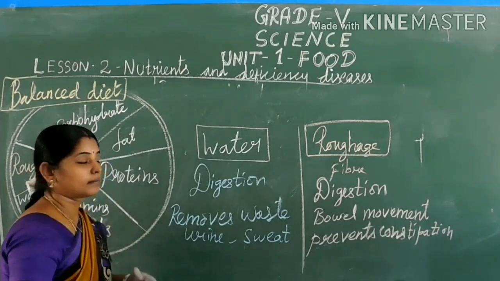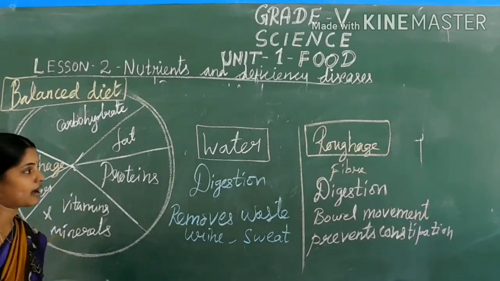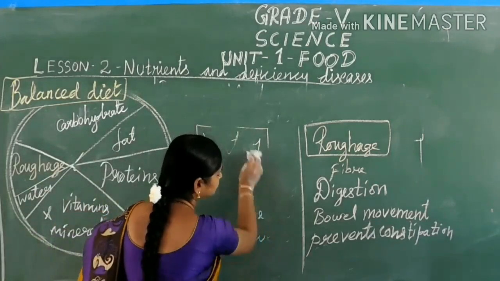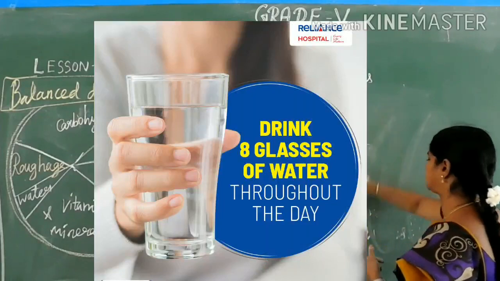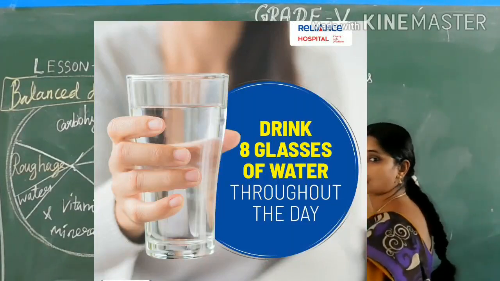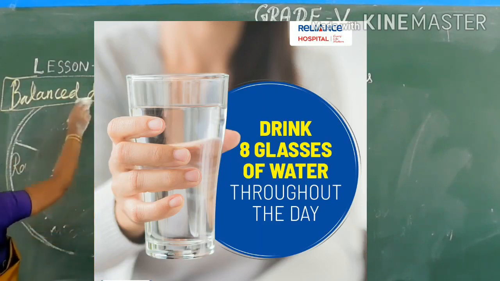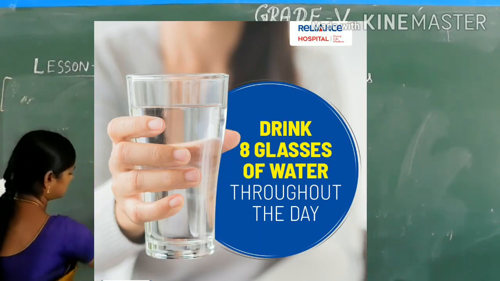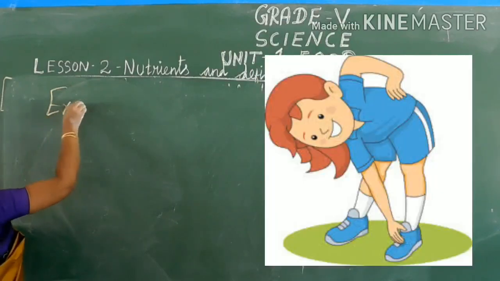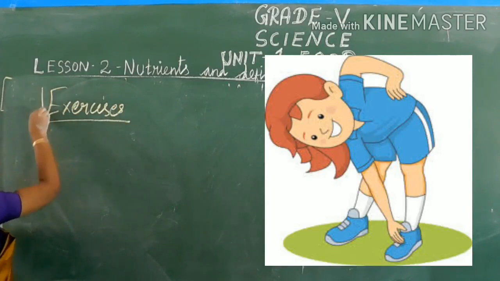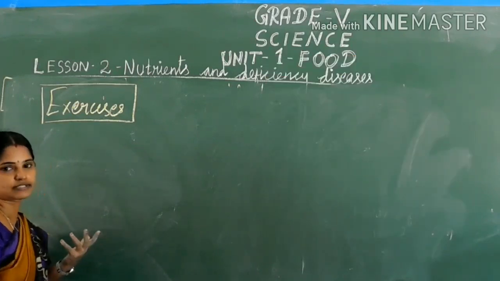Okay, this balanced diet alone is not enough for our health, so we should do exercise also. Water, I said, how many tumblers of water should we take? At least 7 to 8 glasses of water. Not a small glass, a big glass, 7 to 8 glasses. Apart from this, we have to do exercises. So what kind of exercise? Different exercises for small kids. Yoga is very much advisable for every age group.